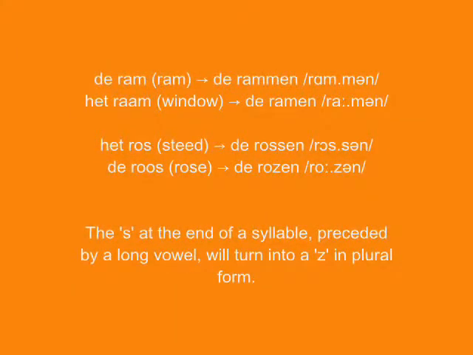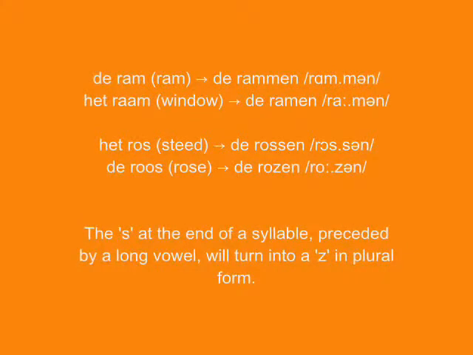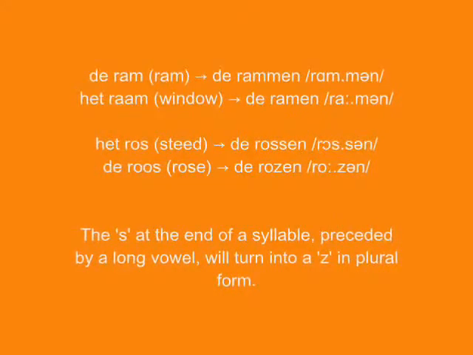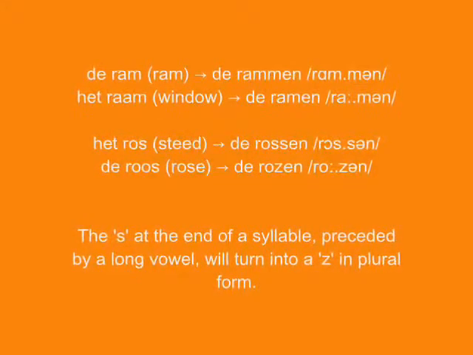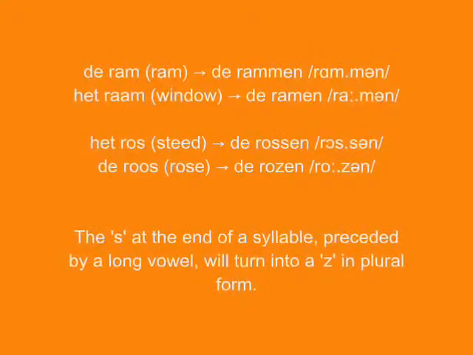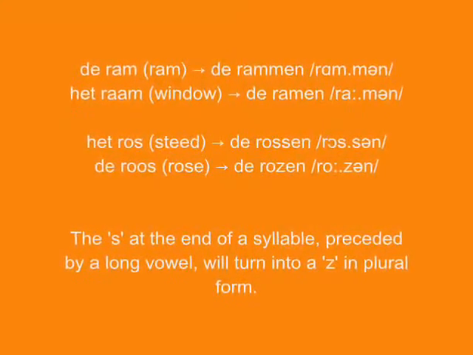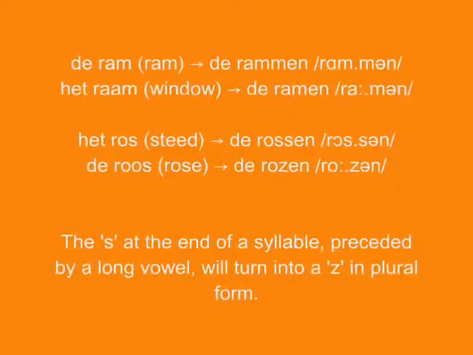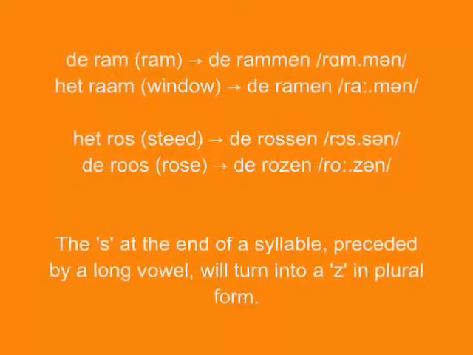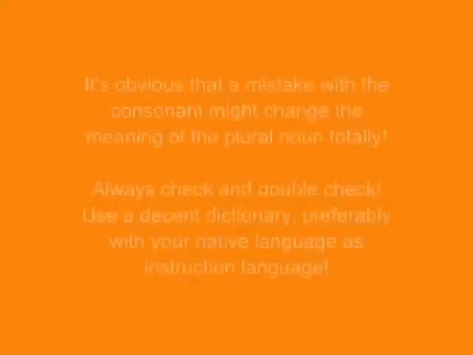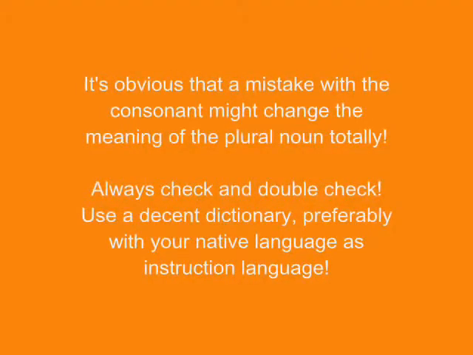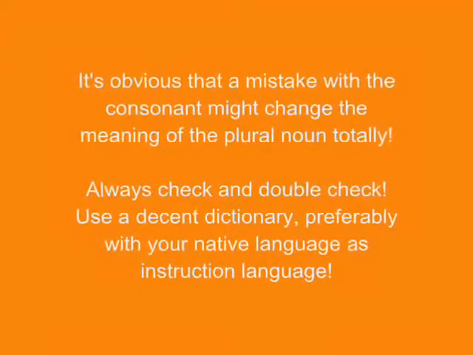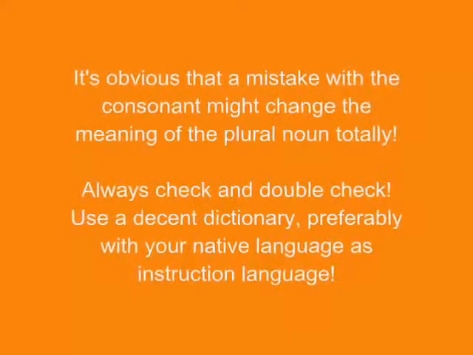De ram, de rammen. Het raam, de ramen. Het ros, de rossen. De roos, de rozen. The S at the end of a syllable, preceded by a long vowel, will turn into a Z in plural form. It's obvious that a mistake with the consonant might change the meaning of the plural noun totally. Always check and double check.